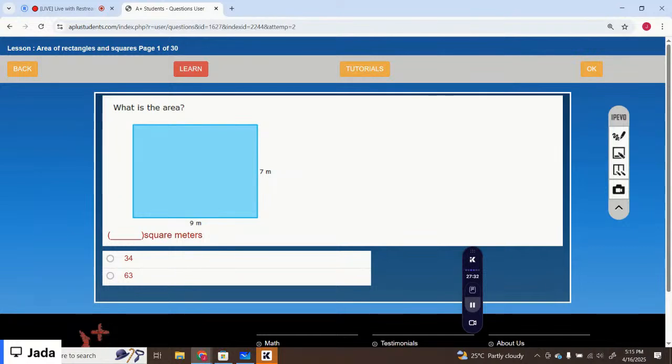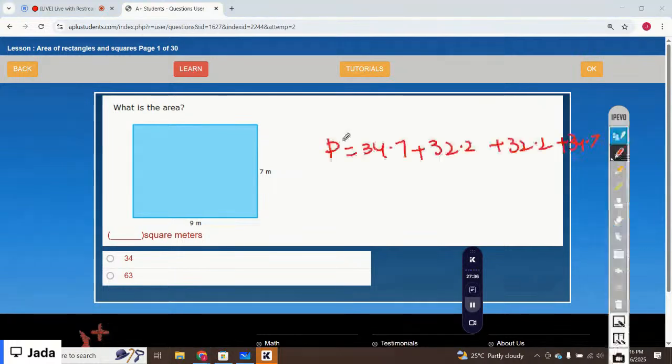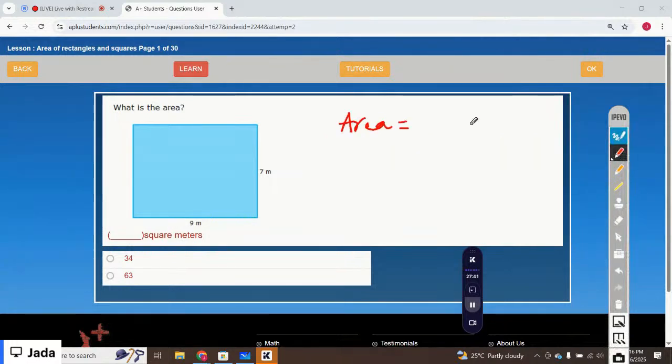What is the area? The area is length times width. That is a rectangular shape, so area of a rectangle is length times width. We have to do 7 times 9, that is 36 square meters. Option number 2 is the correct option. The correct option is option number 2.